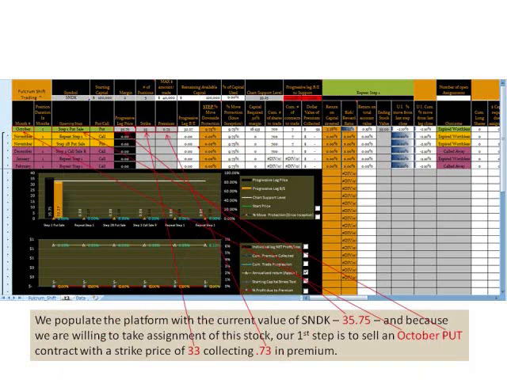We populate the platform with the current value of SanDisk, $35.75, and because we're willing to take assignment of this stock, our first step is to sell an October put contract with a strike price of 33, collecting 73 cents in premium.